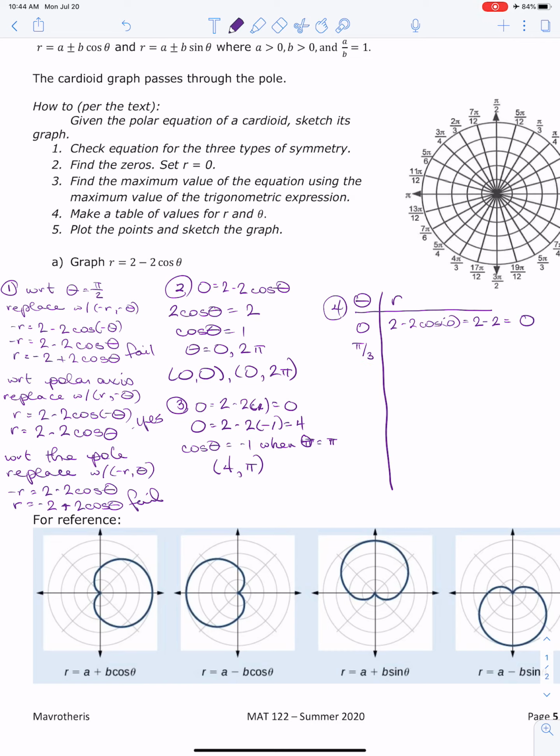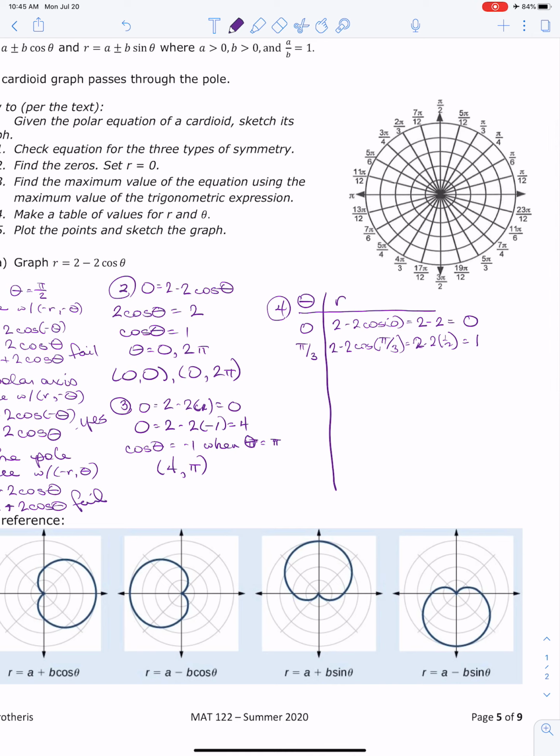So I'm going to skip pi over 6 because I don't really want to have to deal with that square root of 3 over 2. But I get 2 minus 2 times the cosine of pi over 3. 2 minus 2 times 1/2, which is 2 minus 1, which is 1. Oh, I guess I got a little more room there than I thought. 2 minus 1.